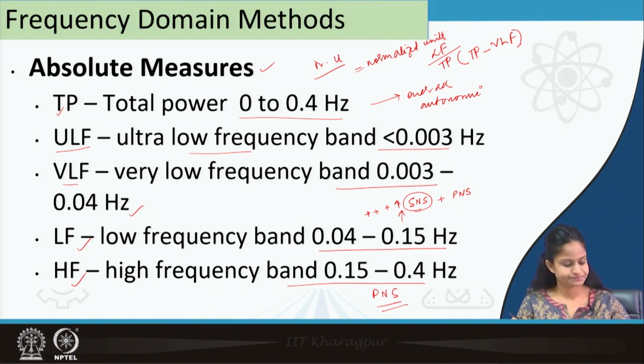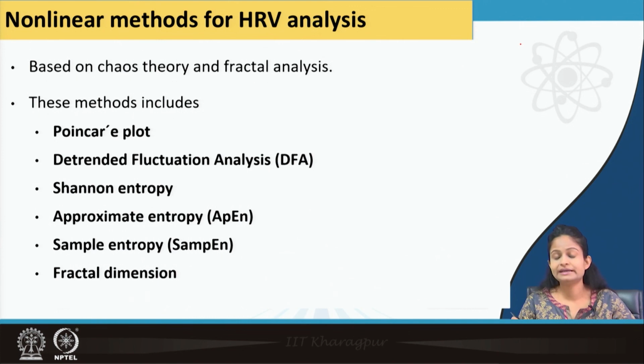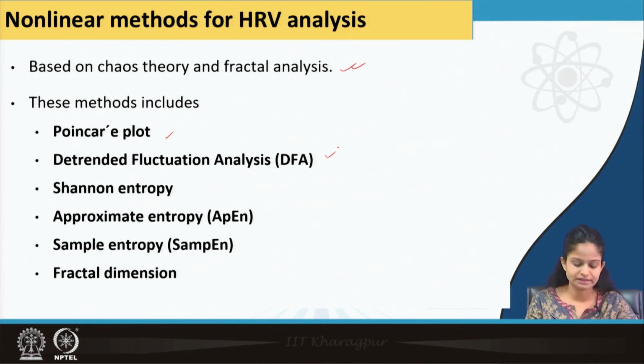Both are going to reflect the parasympathetic domain, the sympathetic domain, or the overall autonomic activity in the same fashion. Now, nonlinear methods of HRV are nowadays in popular demand. They are based on fractal analysis and chaos theory. These methods include the Poincare plot, detrended fluctuation analysis (DFA), Shannon entropy, and fractal dimensions. Most commonly, we will study Poincare plot analysis in nonlinear methods for HRV analysis.